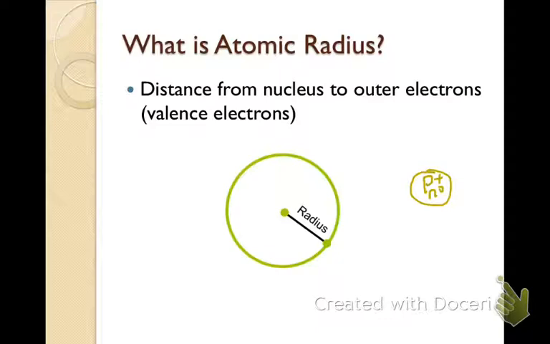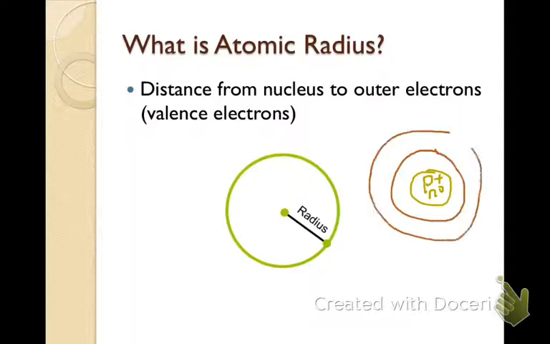And outside of that nucleus are energy levels. And inside of those energy levels will be electrons. So we have electrons here and there, and we'll show later on a little bit more detail on how to draw these. But basically, we want to show that the radius itself is going to be the distance from this nucleus to the outermost edge. So right here is going to be our radius.